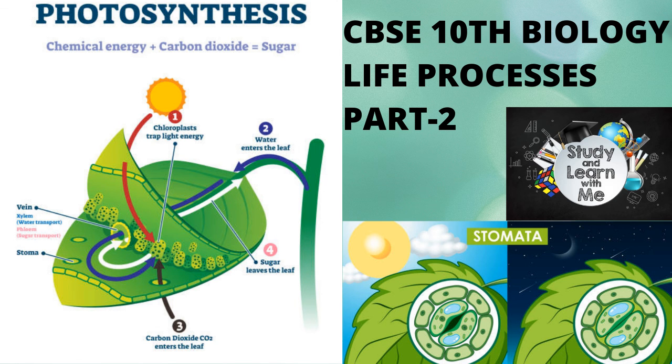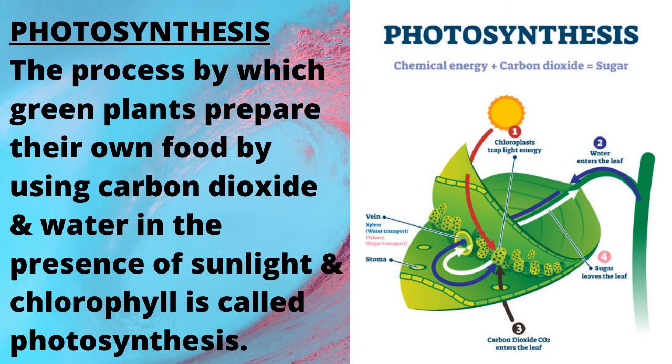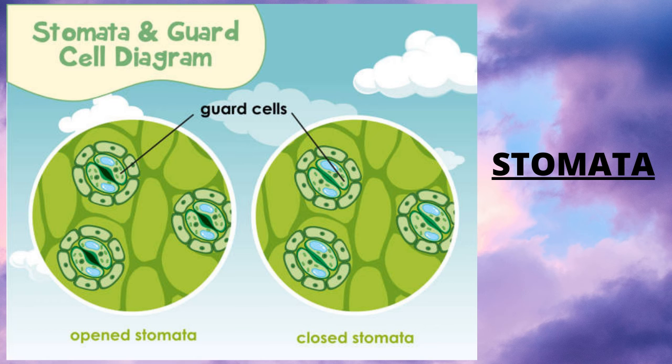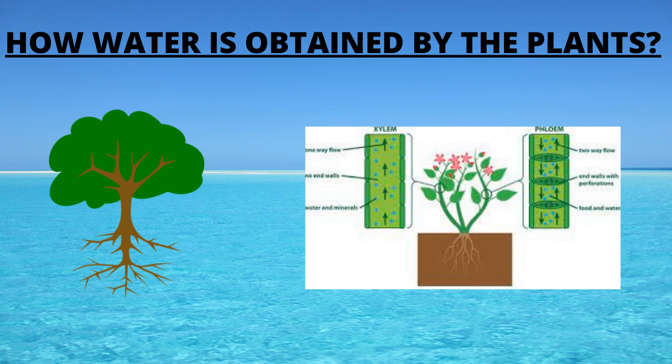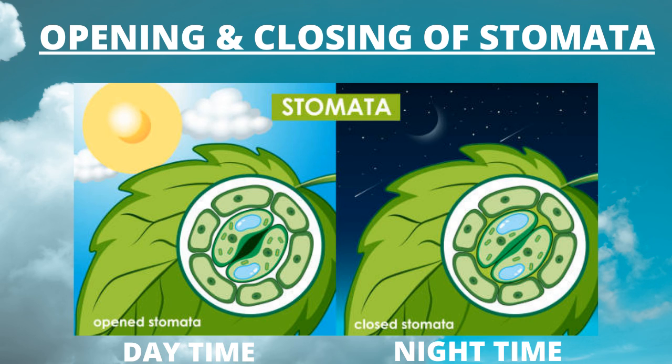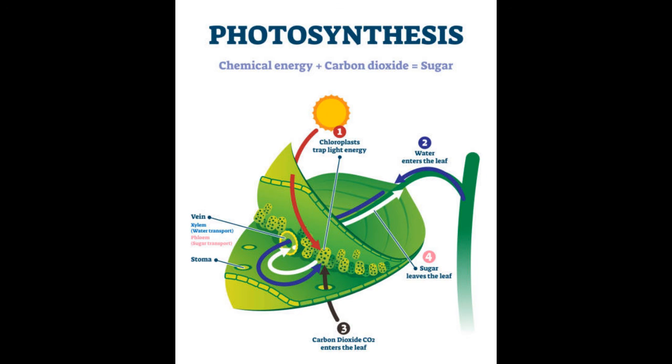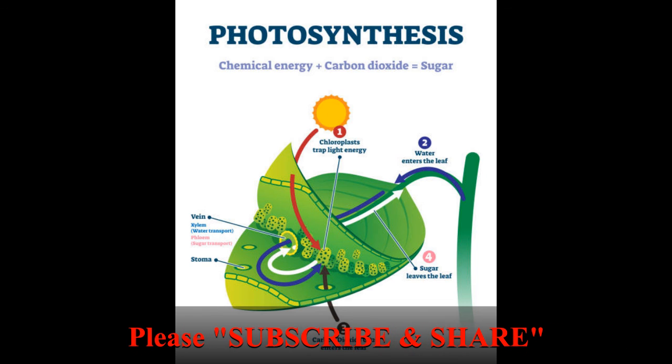So now we have learned the process of photosynthesis. So let's recap quickly what we have learned today. We have learned the definition of photosynthesis, how plants obtain carbon dioxide and water for the process of photosynthesis, how stomata opens and closes. So this is about nutrition in plants.